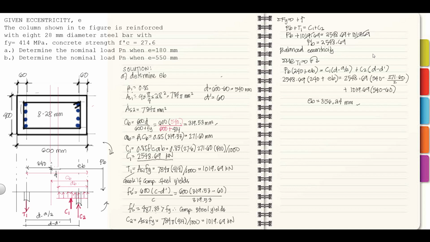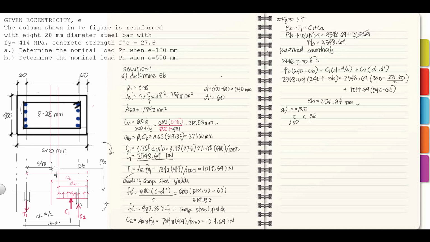Okay, so ayusin ko lang class, no? Okay, for letter A, ito, letter A na tayo. This is when E is equal to 180. So, compare natin sa E balance. So, yung E natin is 180, which is, okay, E 180, which is less than our E balance.